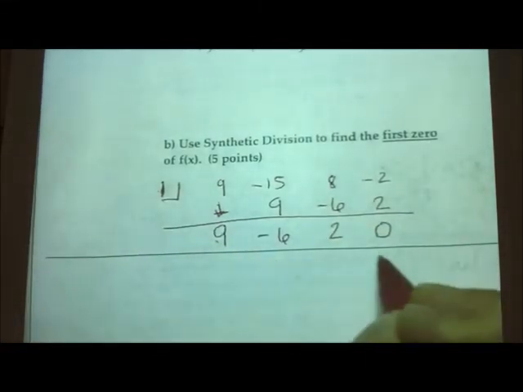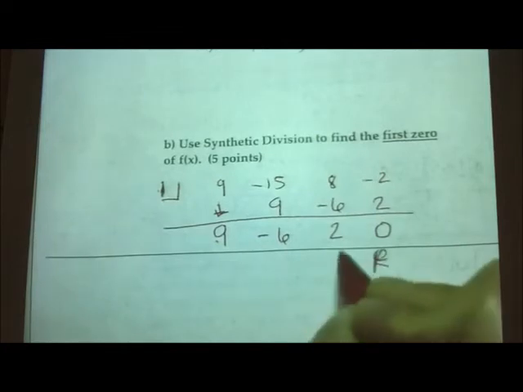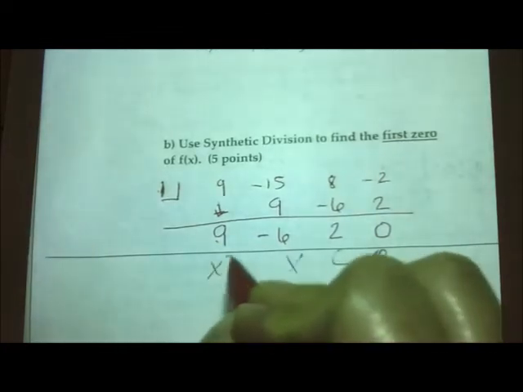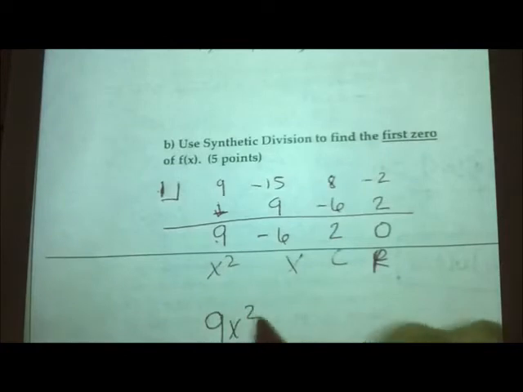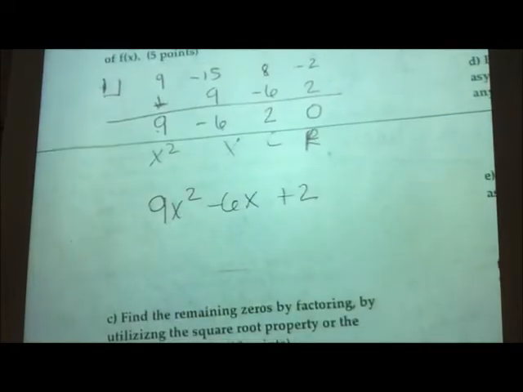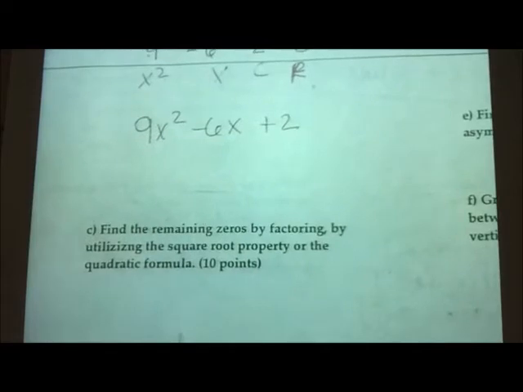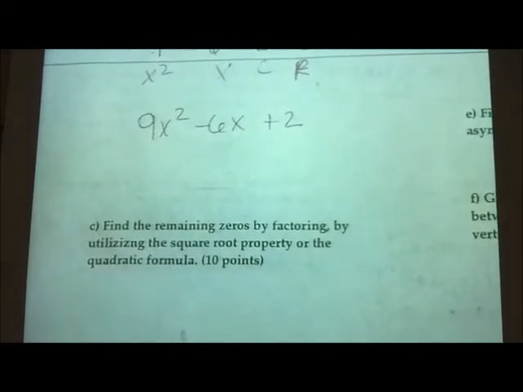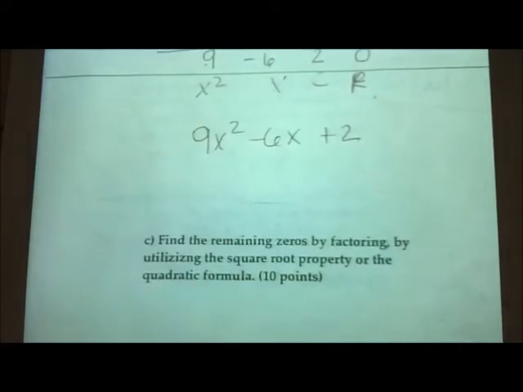This equation is, just kidding, remainder constant x squared. My new equation is 9x squared minus 6x plus 2. Why do I need to know this? Because what does the next step say? Solve the remaining quadratic by factoring to find it, or using the quadratic formula. Well, let me tell you something. You're going to have to use the quadratic formula.